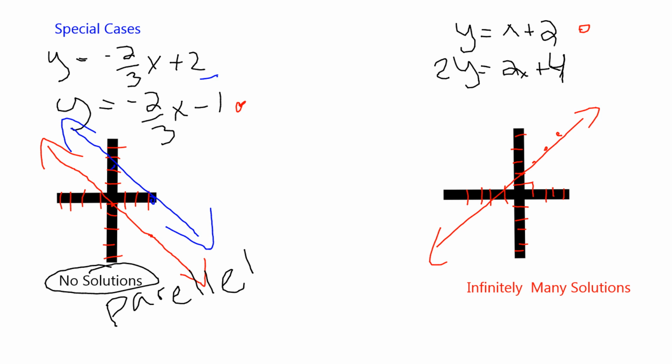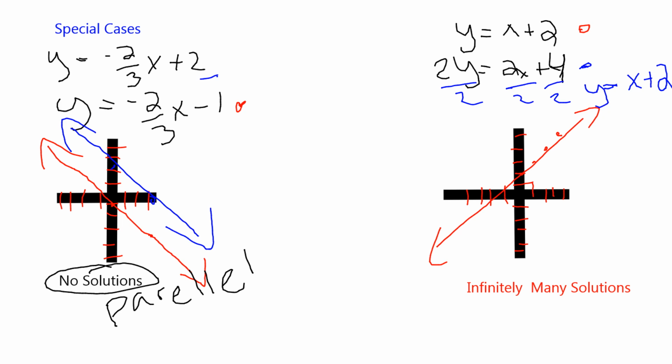For the example of infinitely many solutions, I'm going to draw the line separately. So I drew the first line, y equals x plus 2. Now I'm going to do the second one in blue. Well, if I solve this for y, that means I need to divide each piece by 2. That means I get y equals x plus 2. What do you notice about these two equations?